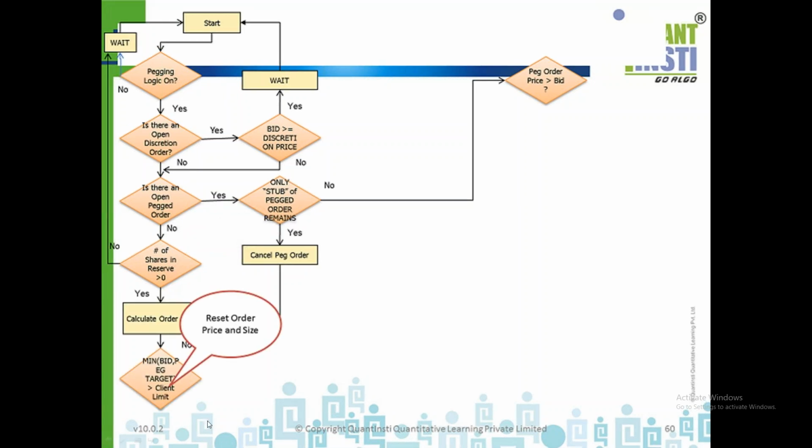Then you calculate the order and you fire the order, right? So if there was no pegged order there, and you had more shares to sell, then you will calculate the order and fire it, right? And you will calculate your order price and size based on the client condition, right? Has he set a minimum price? Has he set a maximum order size and whatnot, right?